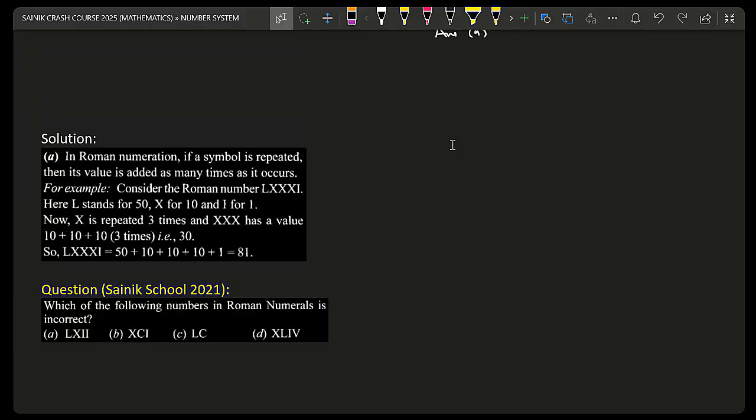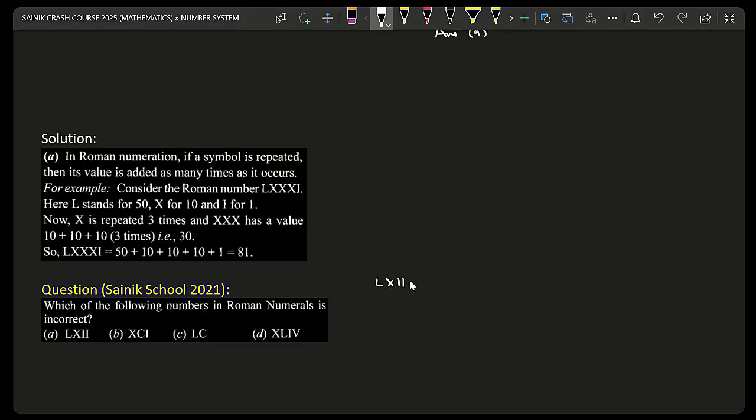Sir, V, L and D can never be subtracted from other numbers. Very good. That's why LC is wrong. Here L is subtracted from C. That means V, L, and D can never be written to the left of any bigger number. That's why it is wrong. Rishi, can you help me in checking other options also?